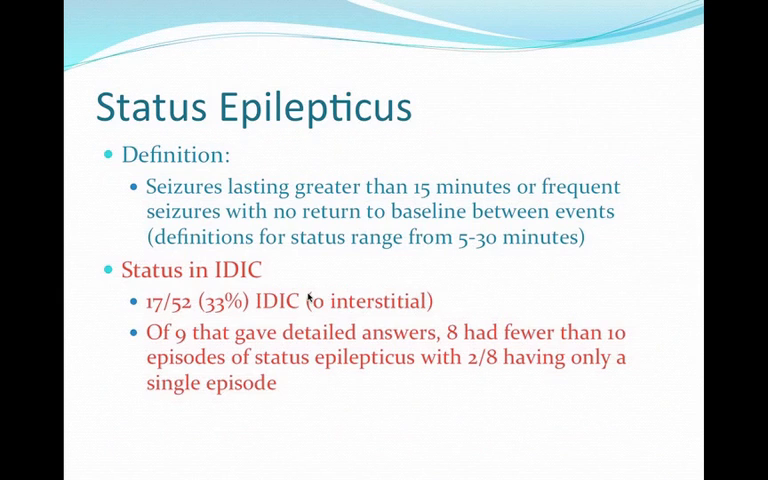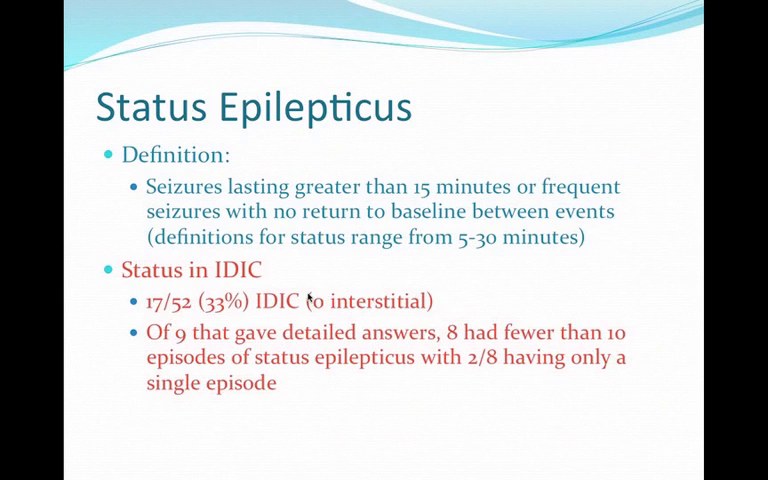It just means that it should have stopped and it didn't. So that's when we start treating it. And then in the survey we did, 17 of 33 kids with isodicentric had status, and there were no kids with interstitial duplications that had gone into status.